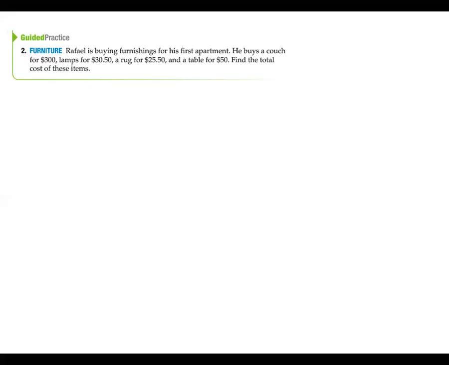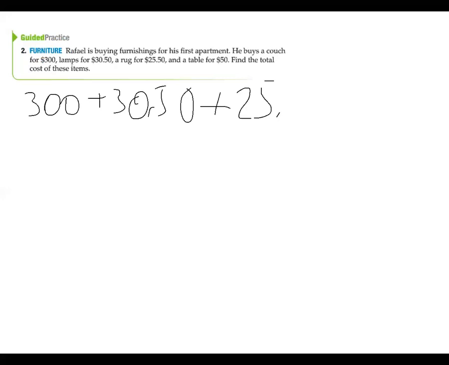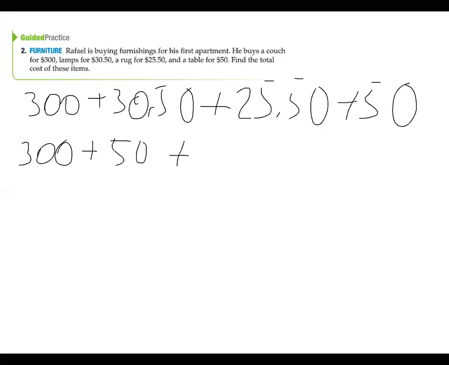All right, so you would have $300 plus $30.50 plus $25.50 plus 50 cents. I'd want to first rearrange them with the commutative property and put the 300 and the 50 together, and the 30.50 and the 25.50 together next. That's using the commutative property.